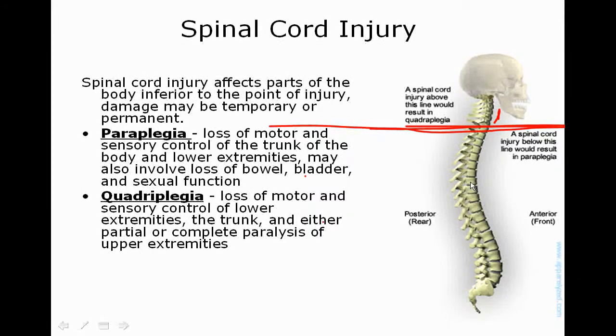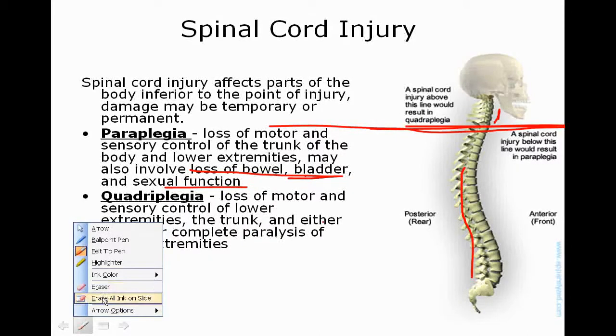The higher the level of the spinal cord injury, the more likely they are to have more loss of function, such as loss of bowel and bladder control, loss of sexual function, again, depending on how far up the actual injury occurs. Quadriplegia is loss of motor and sensory control of both the lower extremities, the trunk, and either partial or complete paralysis of the upper extremities.